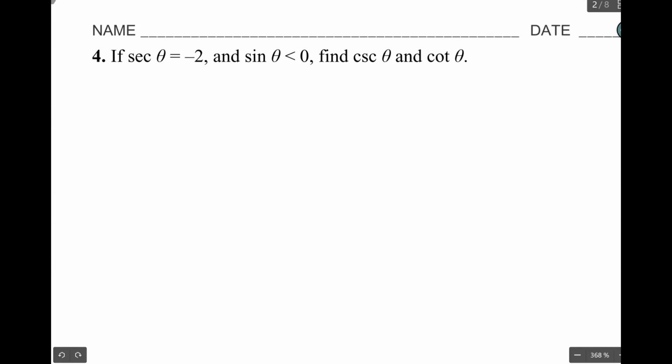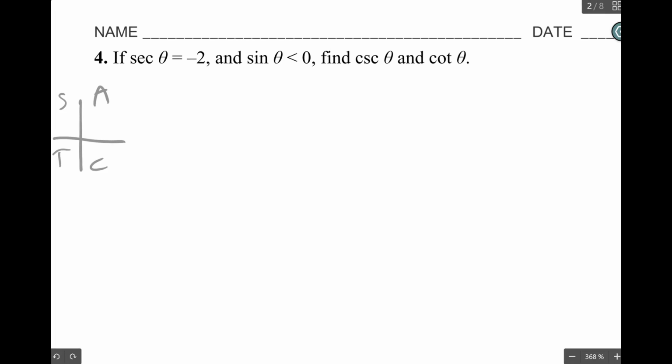Alright, so now we need to figure out how we find cosecant and cotangent if we know secant and sine. Pause the video, see if you can solve this one, and then we'll keep going. The first thing I would do is just draw your quadrants. If secant is negative 2, think to yourself, which quadrant would we be in?